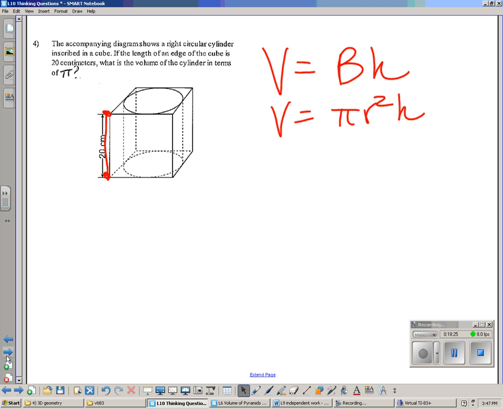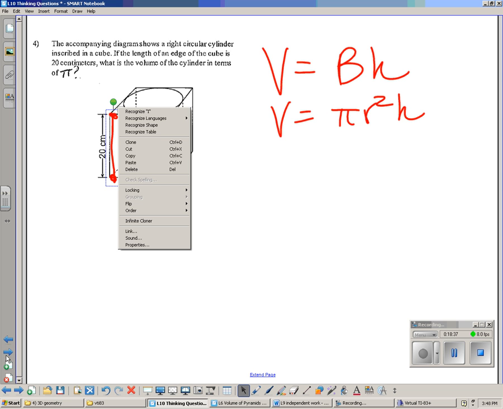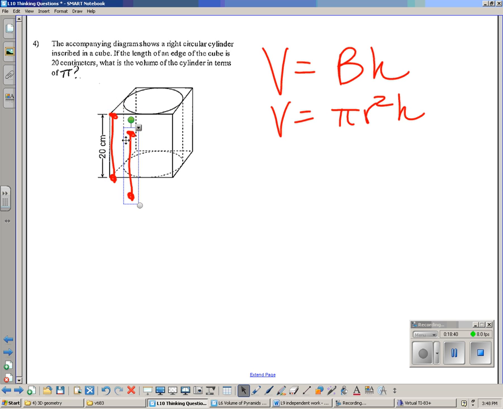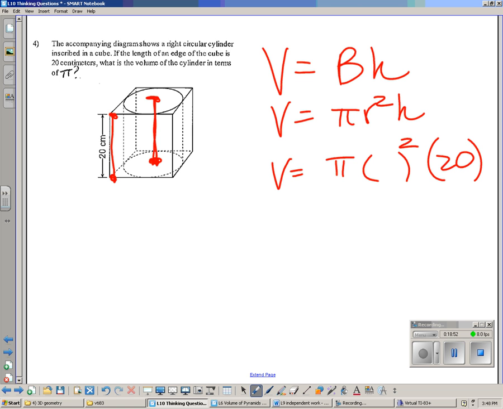So if you notice, since the cube is 20, if I took this length and decided to, for example, clone this, this length and the height of the cylinder are actually identical. So we now know that the height of the cylinder is 20. Also, since this is a cube, all the edges are 20. So for example, this edge is 20.